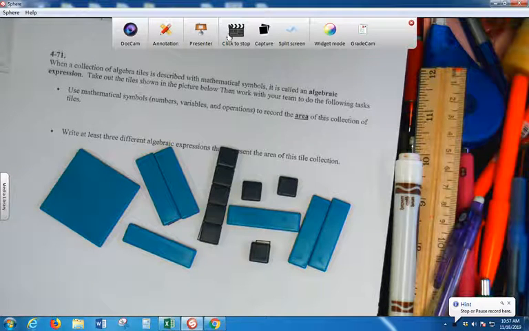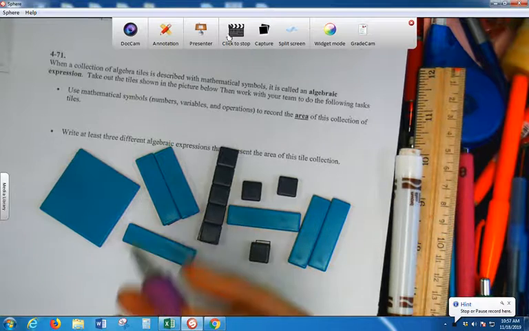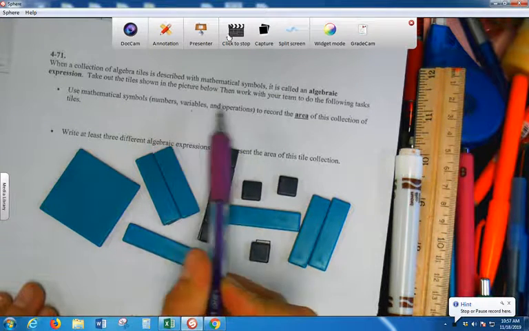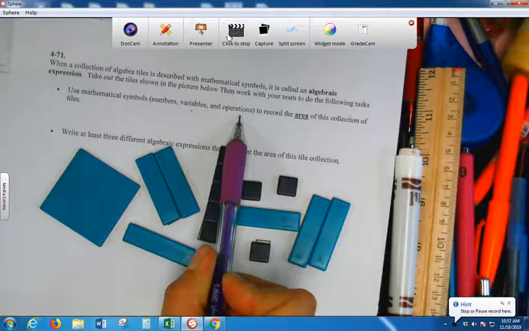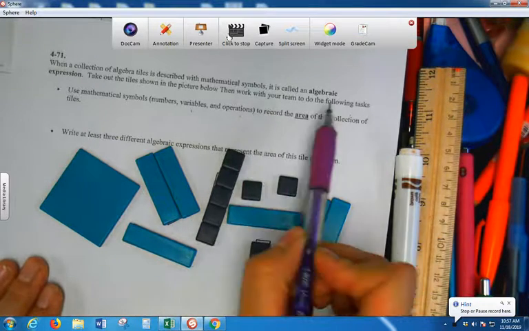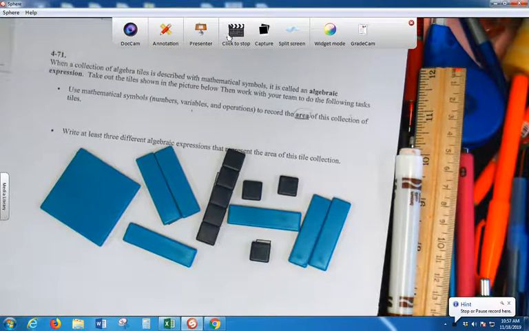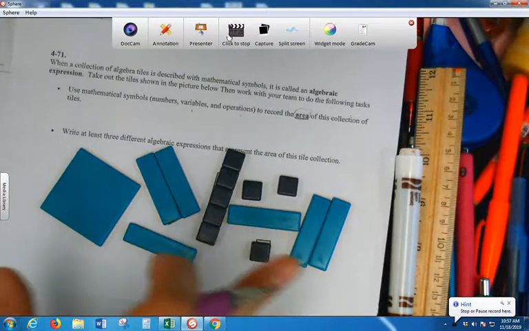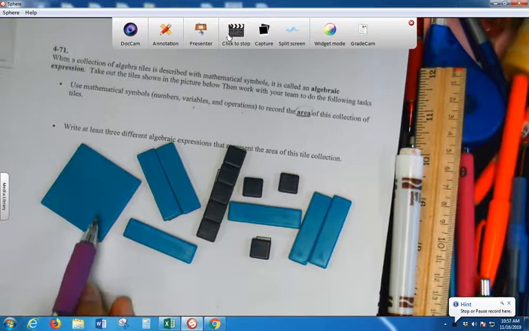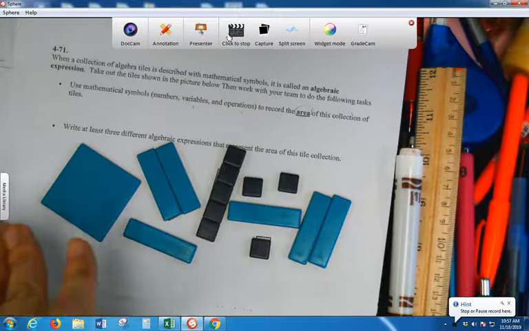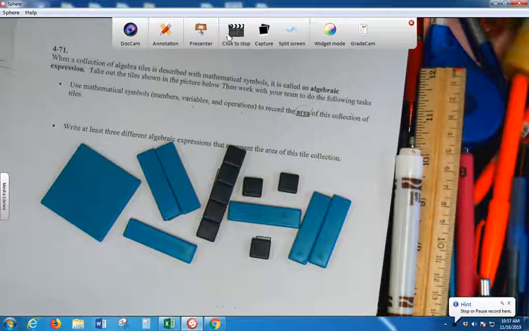I have these tiles, right? It says, your task, use mathematical symbols like numbers, variables, and operations, plus signs, to record the area of this collection of tiles. Now, area is already here. Because the names are based on area, you just have to literally tell me what is on your paper. You have to write down what is on your paper. So, for example, what is this?